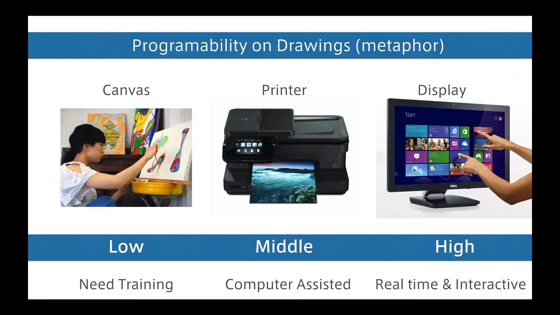I'd like to explain with a drawing metaphor. Canvas has low programmability, the printer has middle programmability, and the display has high programmability, because canvas is manipulated by hand and needs lining, the printer is computer assisted, and the display is real time and interactive. Each level of programmability has advantages and disadvantages. Canvas is low cost, but the display is high cost, and the printer is in the middle.